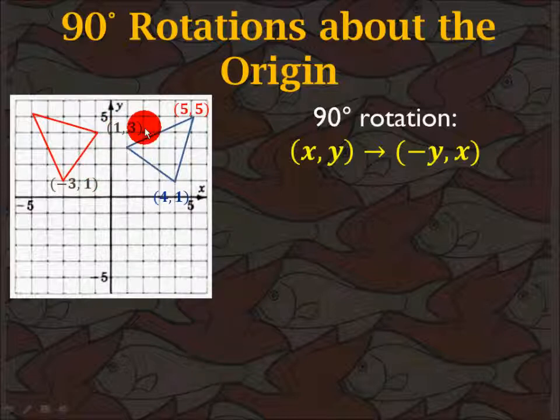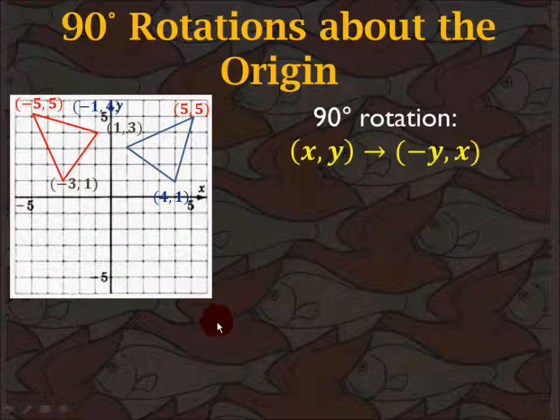In other words, the original y, take the negative of that, it becomes the new x. The original x becomes the new y. (-5, 5), (-1, 4). So again, notice the original x becomes the new y. The original y, 1, becomes negative and becomes the new x coordinate.